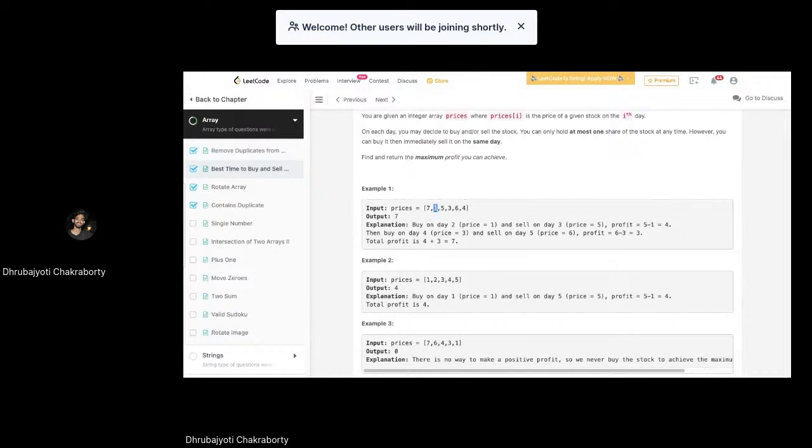This is a lesser value. This is a minimum value, right? And if I move to the next one, it is 5. So let's say I have bought a stock of value 1, and then I sell it on day 3, where the price value becomes 5, right? So again, 5 minus 1, the profit becomes 4, right?